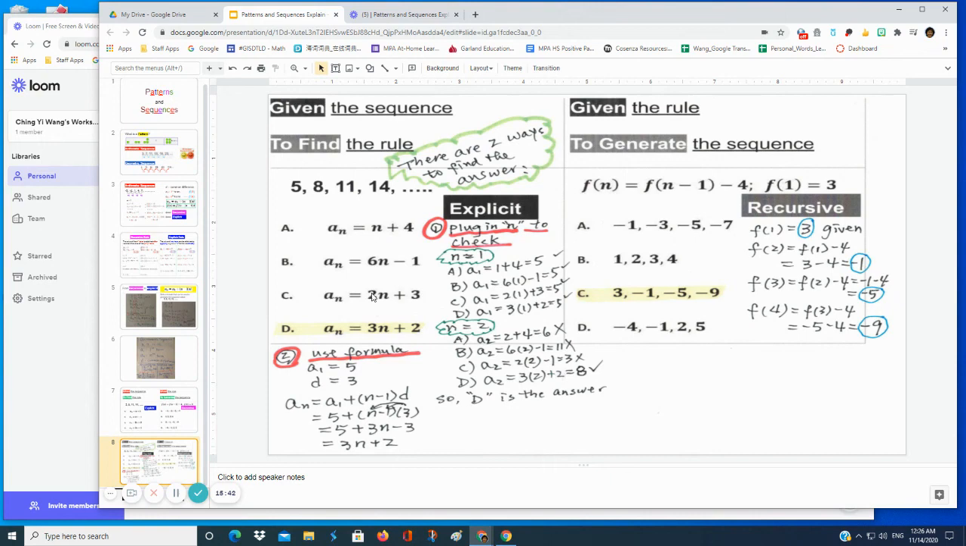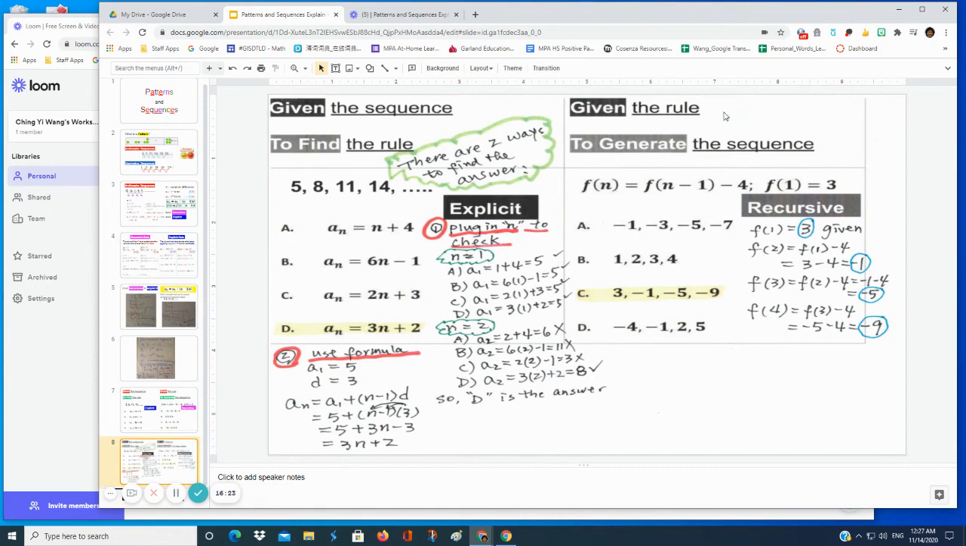But if you're not given all these multiple choices to choose from, then you can develop your rule just using the formula. A sub 1 is 5, that's your first term, and you see the common difference d equals 3. So plug in a sub 1 and d into your formula, then clean it up, simplify. You will get the answer a sub n equal to 3n plus 2. That's how you find your answer.